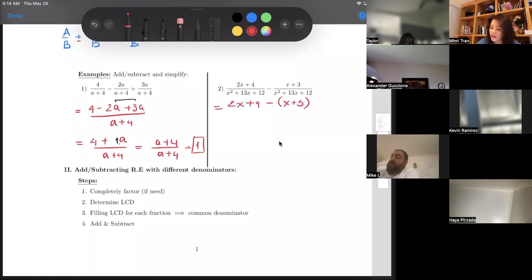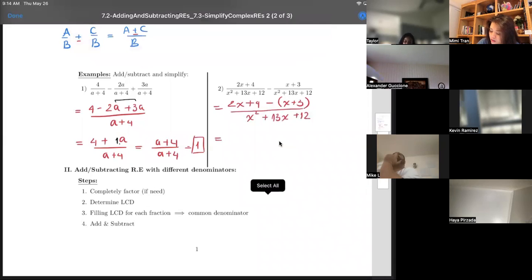The minus is for the whole thing on the top. This is the second numerator, so make sure you put parentheses around it, over the LCD, which is x squared plus 13x plus 12, the common denominator. Simplify the top: 2x plus 4 minus x minus 3. Combine like terms: 2x minus x is positive x, positive 4 minus 3 is positive 1. Now let's do the bottom.